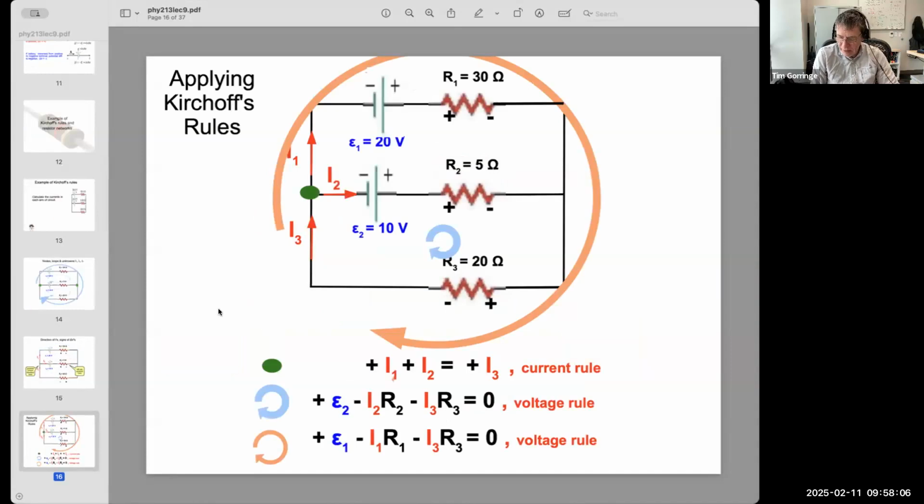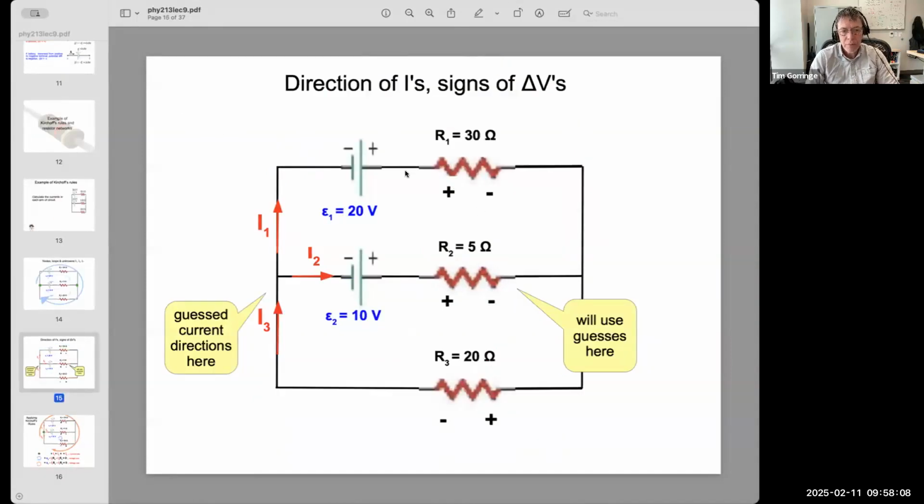Once you've guessed the currents, then you can answer the question of, when you walk through a battery, is it uphill in potential or downhill in potential? And we got 3 resistors here. When we walk through these 3 resistors, is it uphill or downhill in potential?